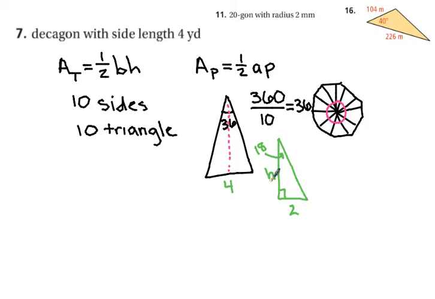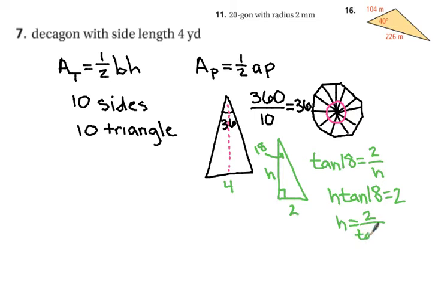So we can set up a tangent equation of tangent of 18 will equal my opposite over my adjacent. We'll multiply by our denominator. And then to get our unknown completely by itself, we'll divide by that tangent. So h is going to equal 2 divided by the tan of 18. Okay, so you can type this into your calculator. Make sure you're in degree mode since we're using degrees. And we'll see that our h is approximately 6.155.